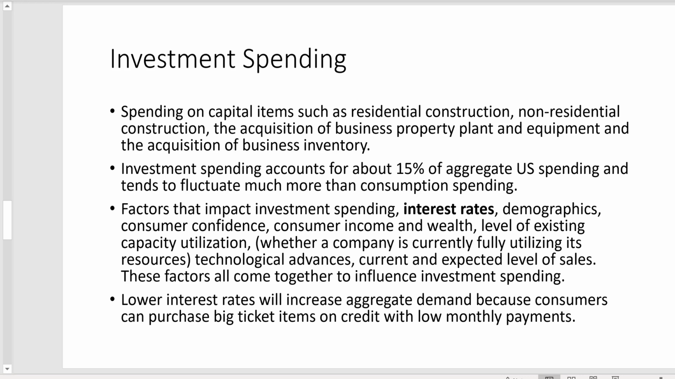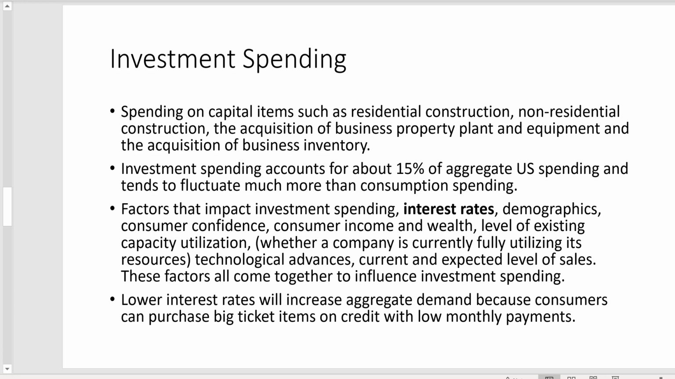Spending on capital items include residential construction. Remember, non-residential construction also will be included in investment spending, not consumer spending. Then there's the acquisition of business property, plant, and equipment. That's investment spending, which is business spending. And also the acquisition of business inventory, all included in investment spending. Investment spending accounts for about 15% of aggregate U.S. spending and tends to fluctuate much more than consumption spending does.